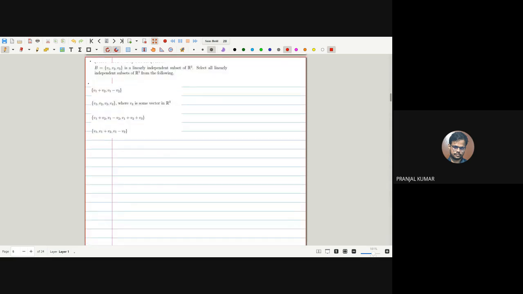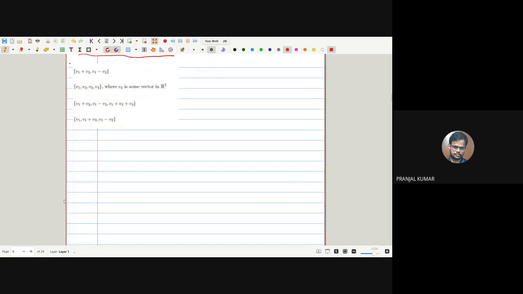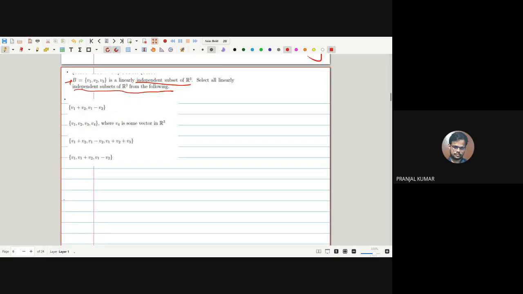Now this question: a set is a linearly independent subset of R3, that is, v1 is independent of v2 and v3 and vice versa. Select all the linearly independent subsets of R3 from the following. So first, this is one vector and this is one vector, there is a comma. So they are asking you to check which are the linearly independent subsets.